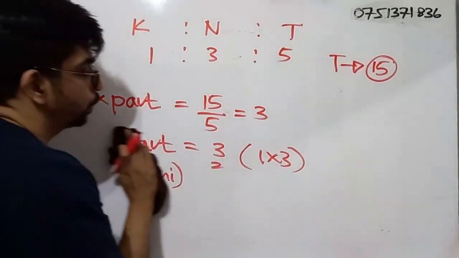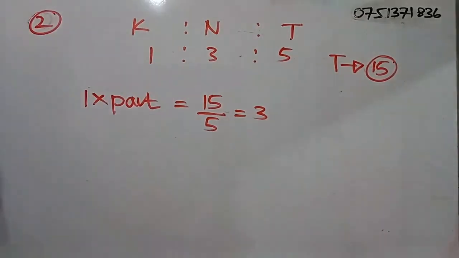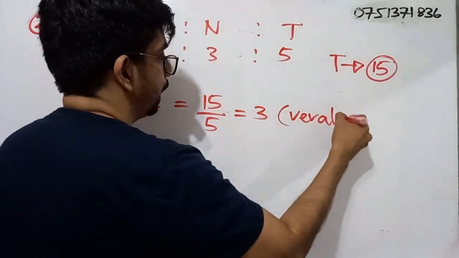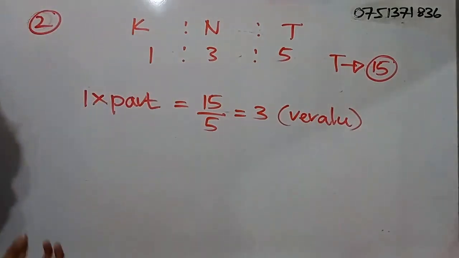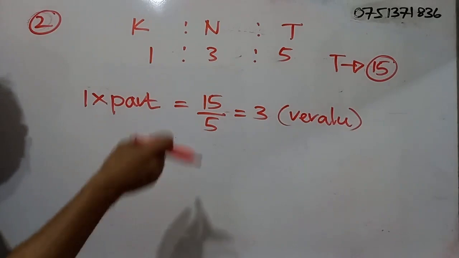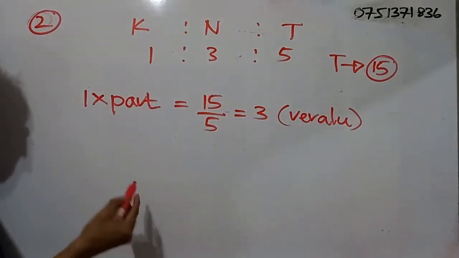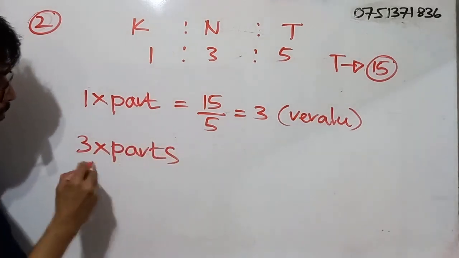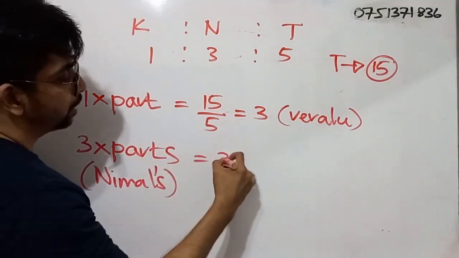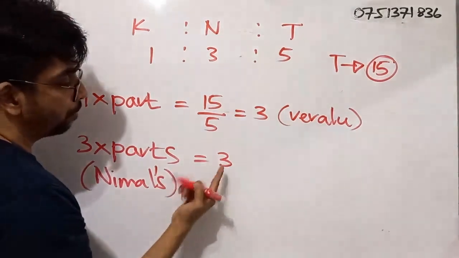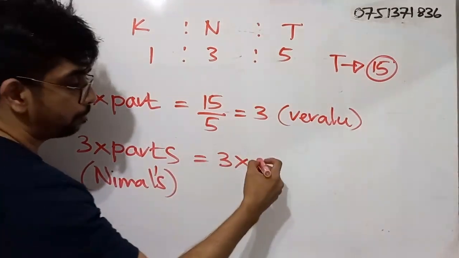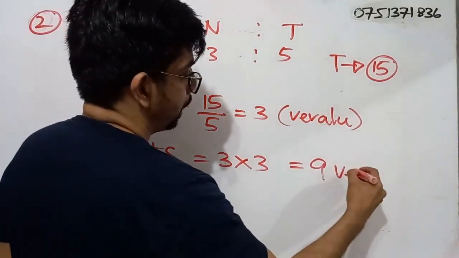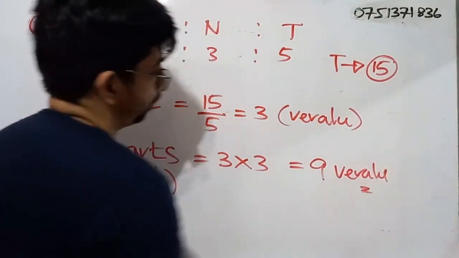Okay. So we know the value of one part, right? So these are Verulu. So how many equal parts does Nimal receive? 3, right? So value of 3 parts. That means the value of one part multiplied by the number of parts, which is 3. 3 into 3, that is 9. These are 9 Verulu, olives.